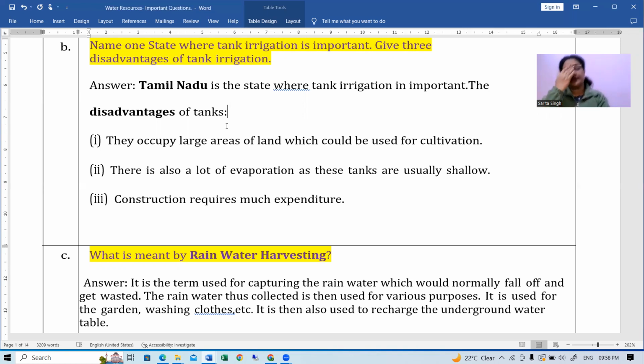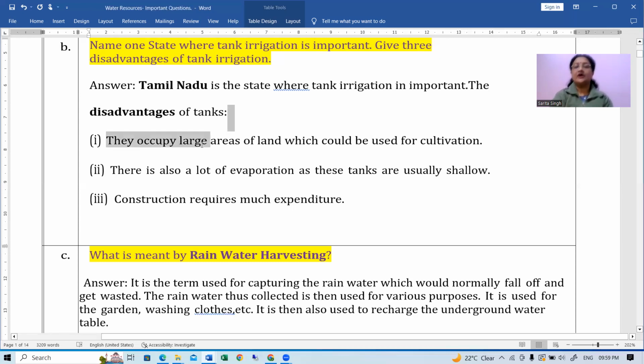Then construction of tanks requires much expenditure, especially when we are constructing such tanks in those areas which are not rocky areas, right? So for construction, we need to have a cemented base and all that, so that the seepage of water will not be there. So many such things are required, and that actually needs a lot of expense. Okay, so that is why it is said that construction requires a lot of expenditure. Clear?